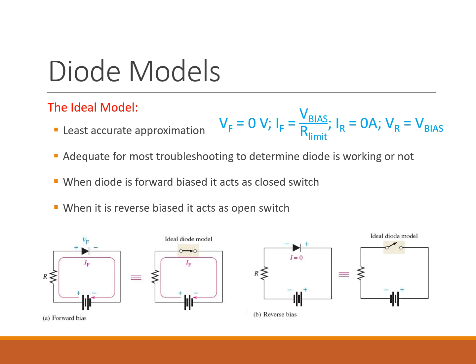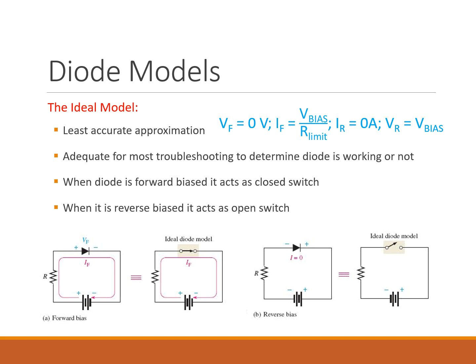When it's reverse biased, it acts like an open switch. So no current flows. So reverse current, or I sub R, is equal to 0 amps. Voltage across the diode equals the applied bias, which is V sub R equals V sub bias. And it behaves like an open switch, completely blocking the circuit.